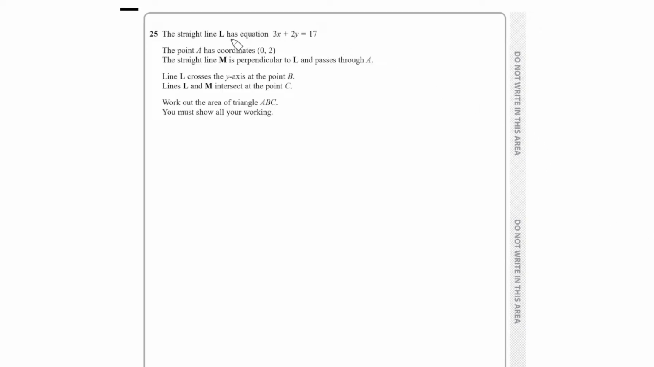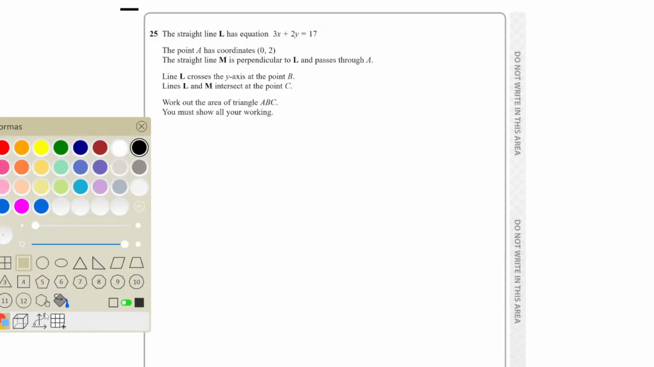So we've got the straight line L has equation 3x plus 2y equals 17. The point A has coordinates 0, 2. The straight line M is perpendicular to L and passes through A. So far great, because perpendicular lines are really easy. Then line L crosses the y-axis at the point B, and lines L and M intersect at point C. We need to work out the area of triangle ABC.